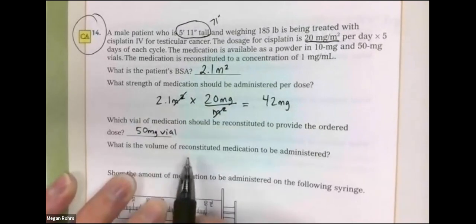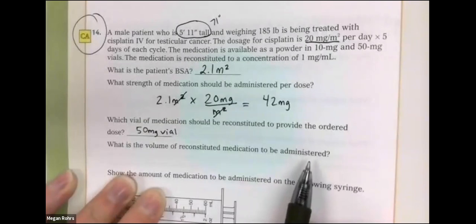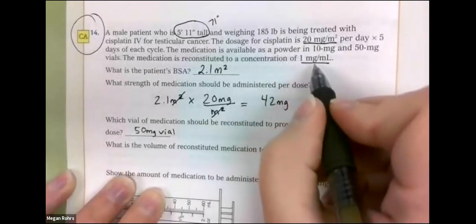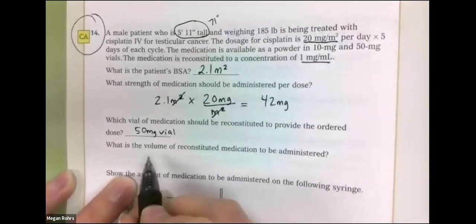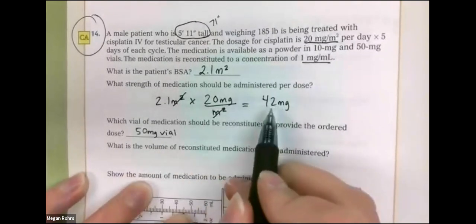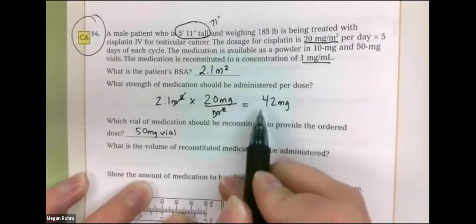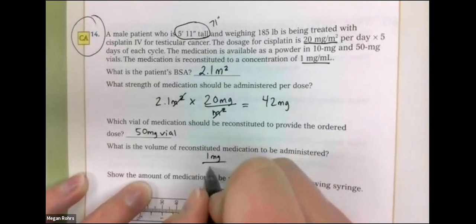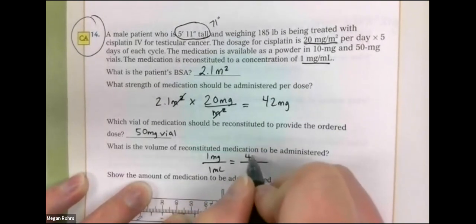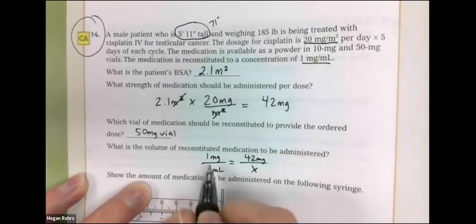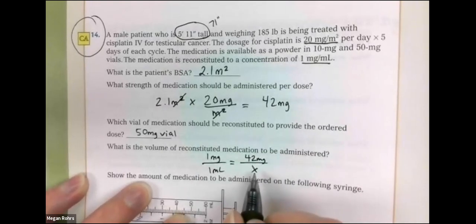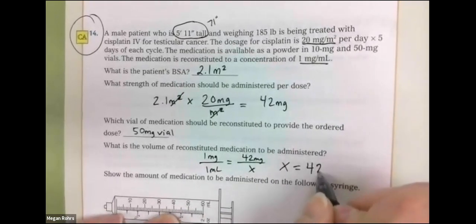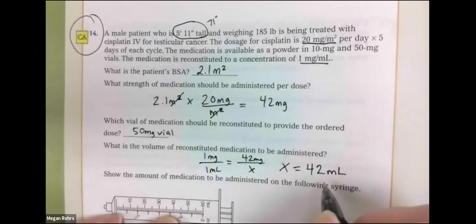It says, what is the volume of reconstituted medication to be administered? Well, it says the medication is reconstituted to a concentration of 1 milligram per mL. So if I need to administer 42 milligrams per dose, I can set that equal to the strength that I have. So 1 milligram per 1 mL equal to 42. Well, we can see that that's a 1-to-1, so this has to be 42 here. If you want to work it out, that's fine, but X would be 42 milliliters here.